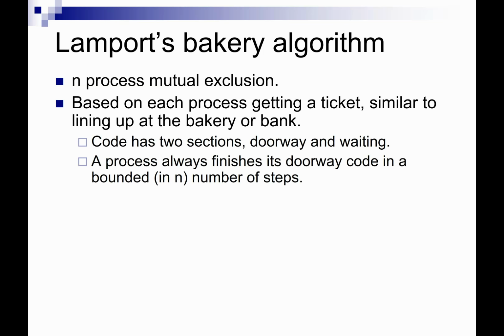In fact, you can look at the code as having two parts. The first part is called the doorway part, and this is where you get a ticket at a bakery. The other part is the waiting part, that's after you get the ticket. Now you have to wait for them to call your ticket. We can show that everybody finishes the doorway code in a bounded number of steps, basically because there's no while loop in the doorway. The only while loop is in the waiting part.